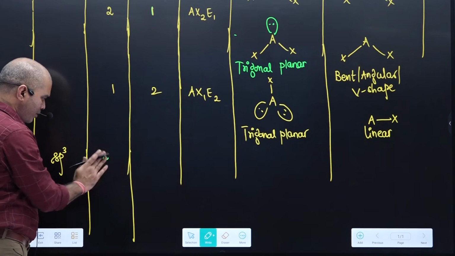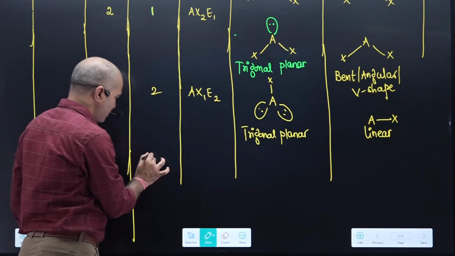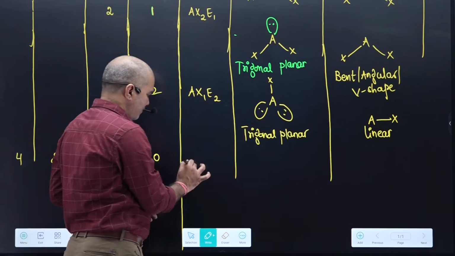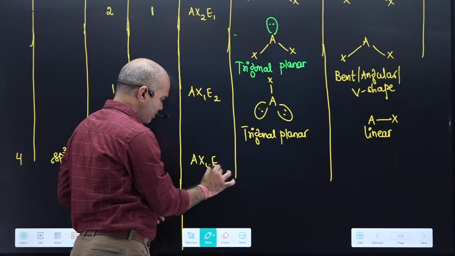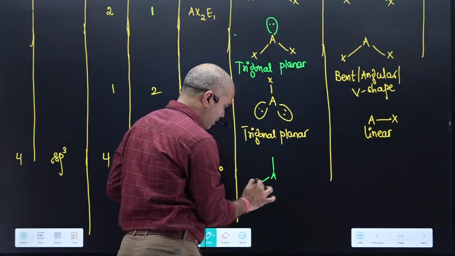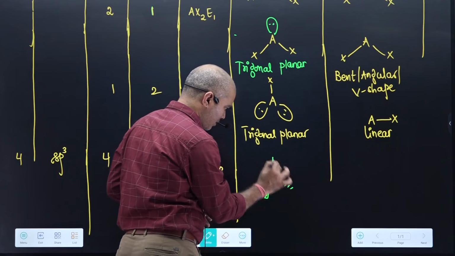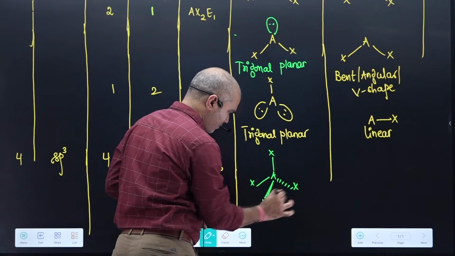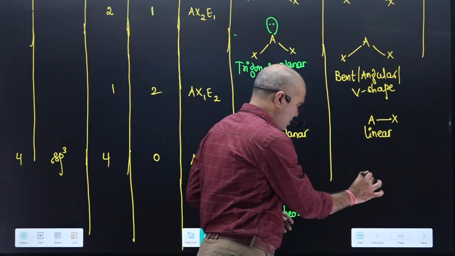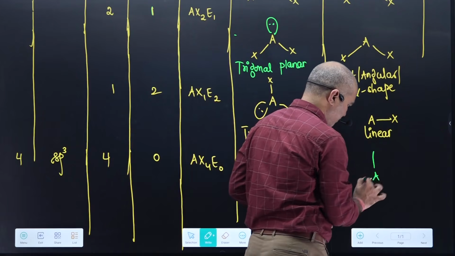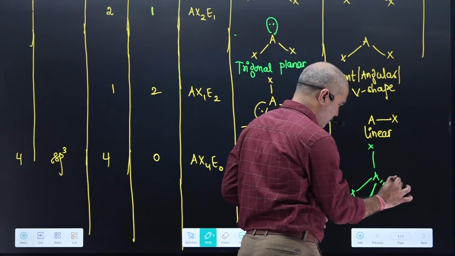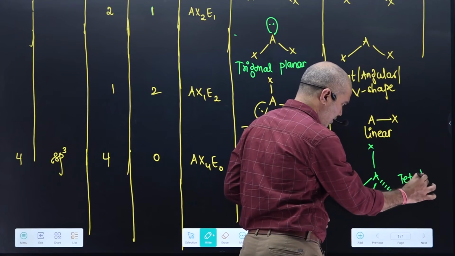Let us start with the 4 0 combo. 4 and 0. What will be the symbolism? AX4E0. Then the geometry, AX4, tetrahedral. This also remains same. AX4 tetrahedral. Electronic and molecular geometry are same.